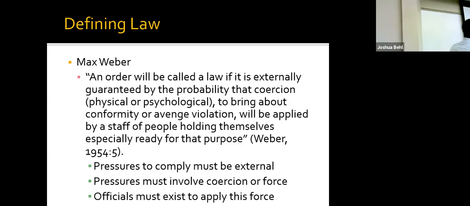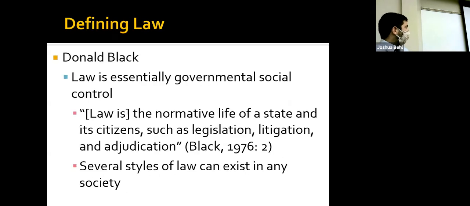Notice how this doesn't clarify that courts must exist. It's officials in some capacity. That could be police, that could be courts, that could be correctional officials. Some sort of governmental officials have to be present to apply this force that involves coercion and is external to the individual. So we're starting to get a better definition of law.